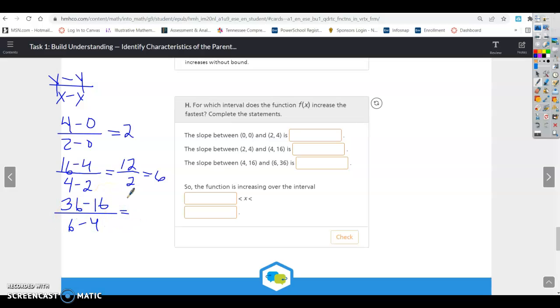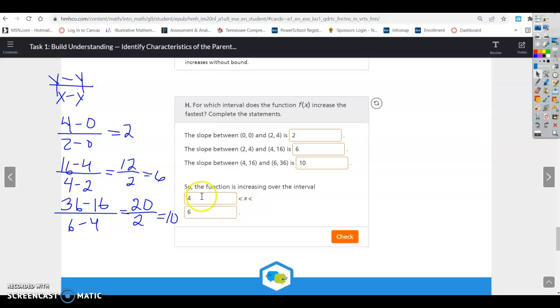Remember, this is average rate of change. That's what we're looking at, which is your slope. So this is going to be 20 over 2, or 10. All right, so the slope between each one of these can be found easily. And then it says, for which interval does the function increase the fastest? All right, so your x's, this is talking about your domain. So from the x's 4 to 6, it increases the fastest.